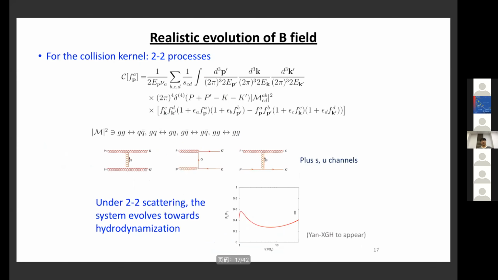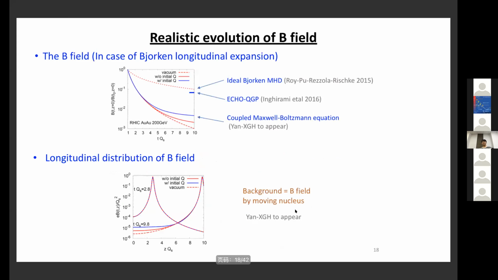In this calculation, we consider 2-to-2 processes between quarks and gluons. Here I show you the T channel, and there are also the S and U channels for those collisions. Here is the simulation of the longitudinal pressure and the transverse pressure. We also consider Bjorken expansion. You see that although the system evolves towards equilibrium, it could be quite slow, which means we need to understand how the B field evolves in an out-of-equilibrium medium.